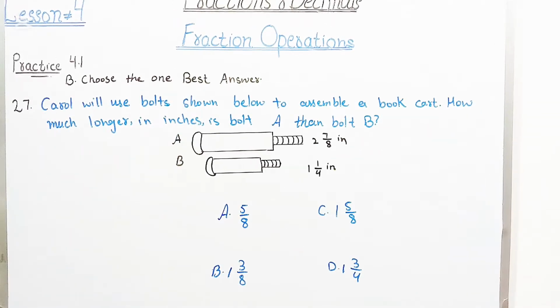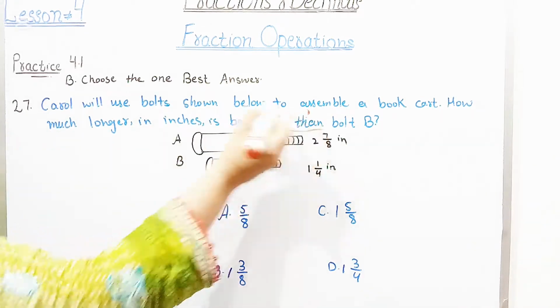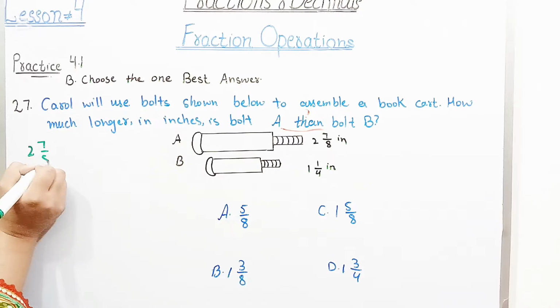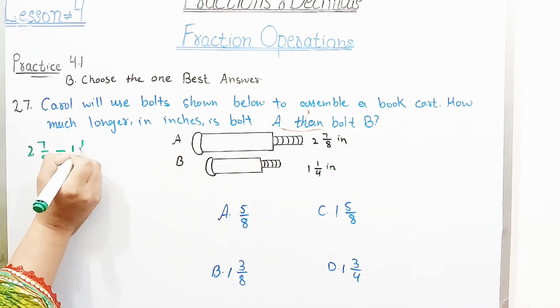Question number 27. Carol will use the board shown below to assemble a book cart. How much longer in inches is board A than board B? There is board A, 2 7/8 inches, and board B, 1 1/4 inches. They ask how much longer in inches is board A than board B, which means they demand the difference. So 2 7/8 minus 1 1/4.